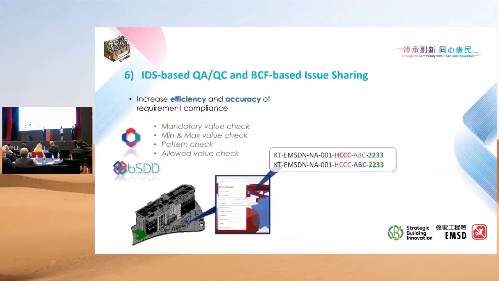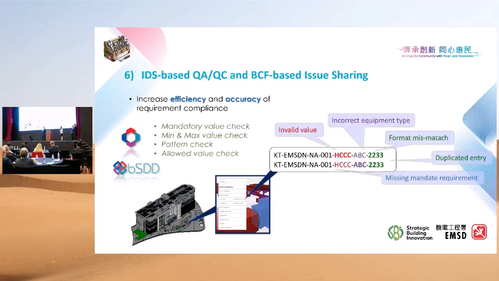And also using the IDS schema, we are able to carry out 4 types of attribute checking, which are very important to us. Our IDS is directly tapped onto the bSDD, and thanks to the BSI community, our requirement enhancement request was done, and it can now support our very complex validation requirement.